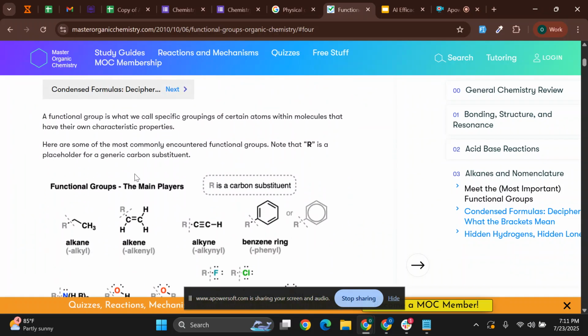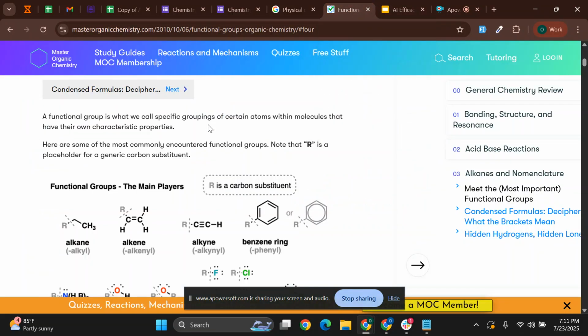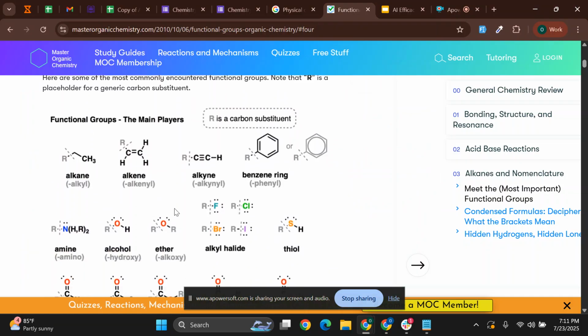A functional group is what we call a specific grouping of certain atoms within molecules that have their own characteristic properties. So here are some of the most commonly encountered functional groups. Note that R is a placeholder for a generic carbon substituent. So R is a substituent.